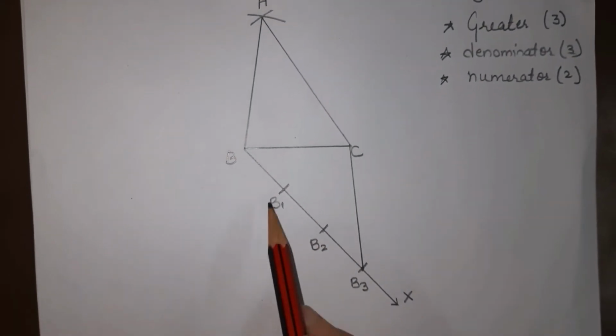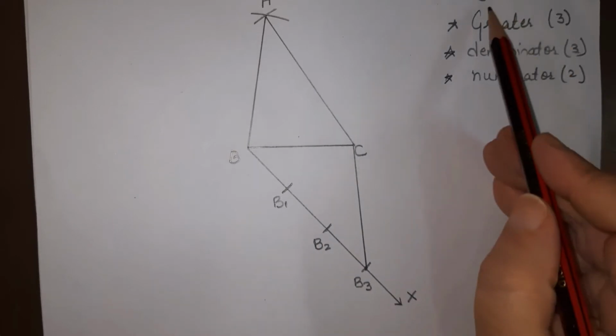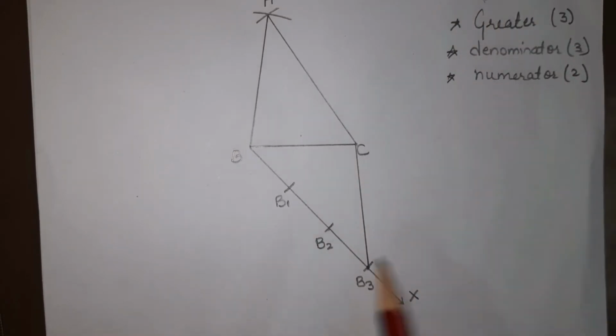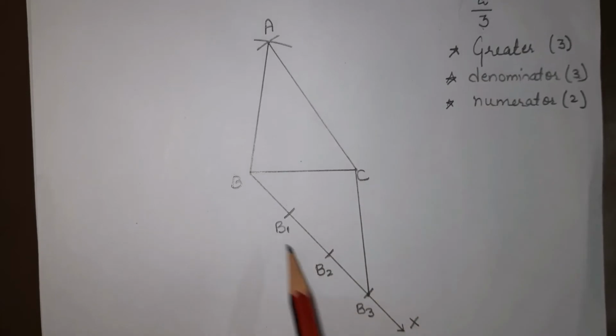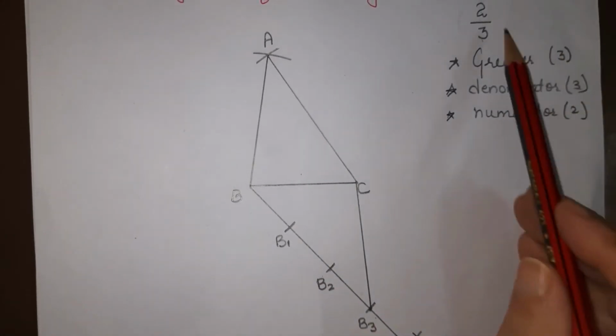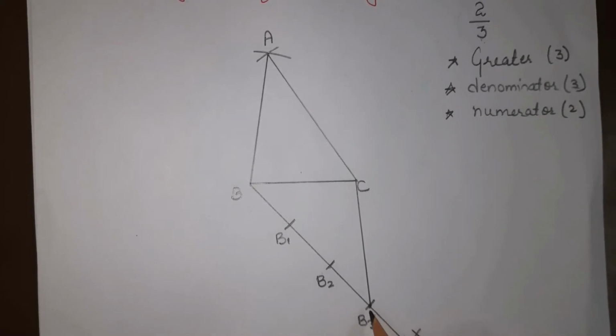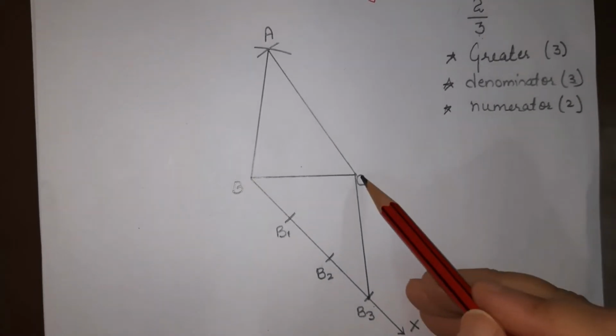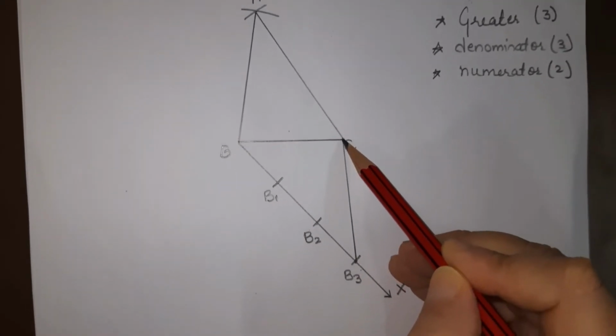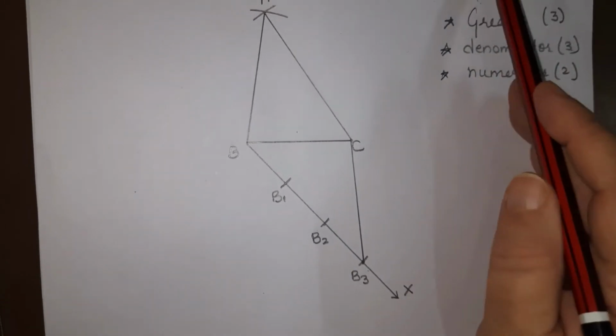Again, see this, when you are making arcs, you have to see the greater of two numbers. If the greater number is 3, therefore 3 arcs are drawn. Secondly, you have to see the denominator. Denominator is 3, so therefore the third arc is joined with the vertex C. And then you have to see the numerator, which is 2.